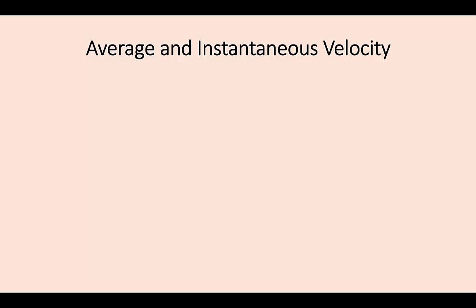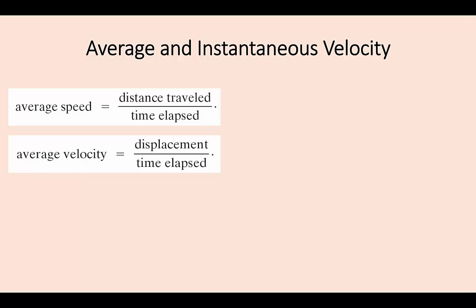If we think about average and instantaneous velocity as a starting point, we remember that average speed is the distance traveled over time elapsed, whereas average velocity is the displacement over time elapsed. And keep in mind that the difference here is that distance depends on the path, including all of the different directions, as if you line them up in a straight line, whereas displacement is the straight line distance between the starting and the ending point. It's independent of path. So if the starting and ending point are the same, then the displacement is zero.